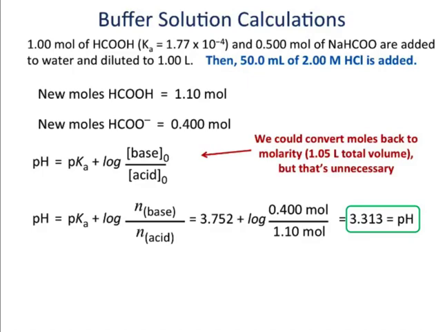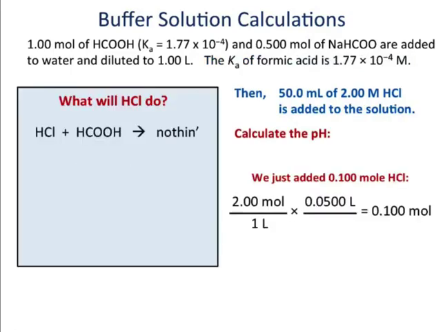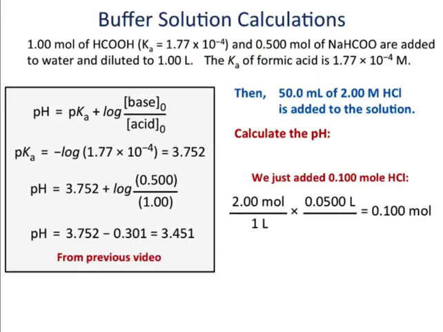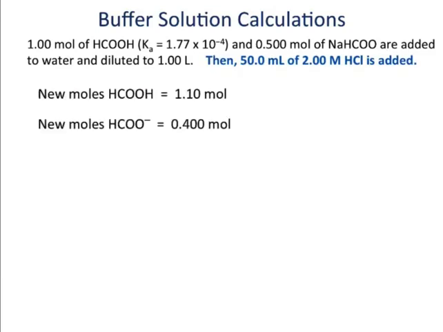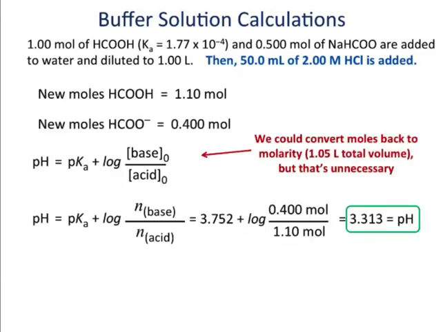So this is important for a couple reasons. One, this pH didn't change very much. Here it's 3.313. Before, it was 3.451. So if you had added this amount of acid just to plain water, your pH would have changed a lot. But we didn't do that. We added it to a buffer, so our pH barely changed. Which, that's cool. That's why buffers are super awesome.